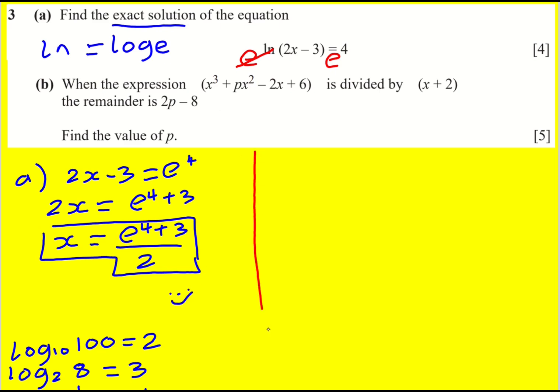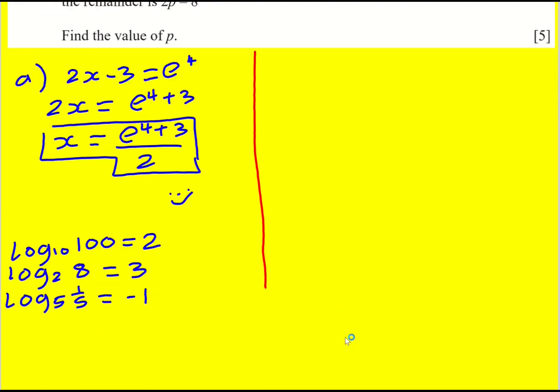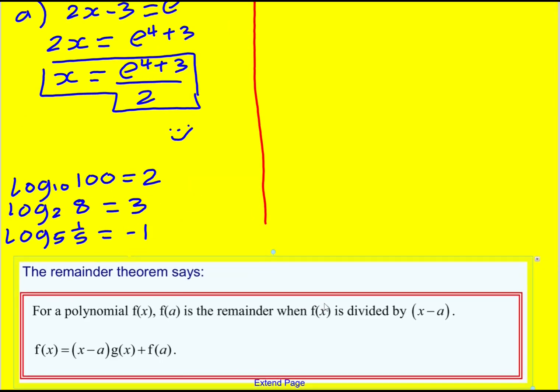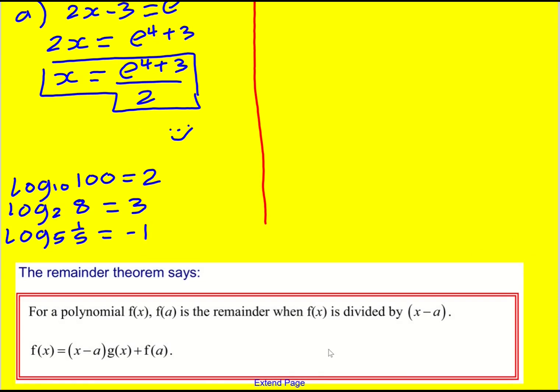The second part of this question is unrelated. We've got a cubic polynomial divided by x plus 2, and we're told the remainder is 2p minus 8. We're asked to find p. So for this, we need the remainder theorem. Basically, if we divide a polynomial by x minus a, then to get the remainder, we just put a into the original function.